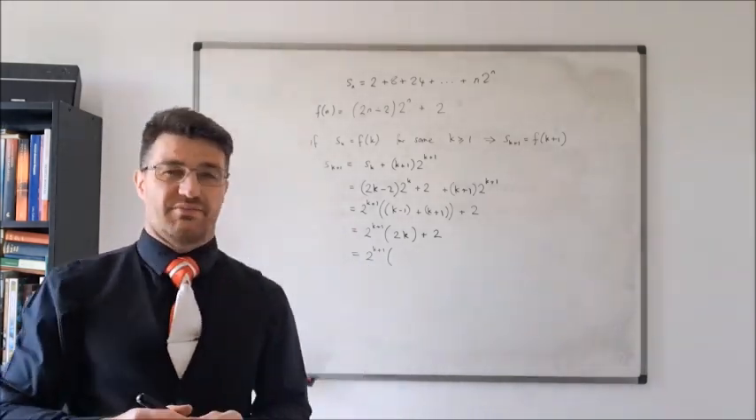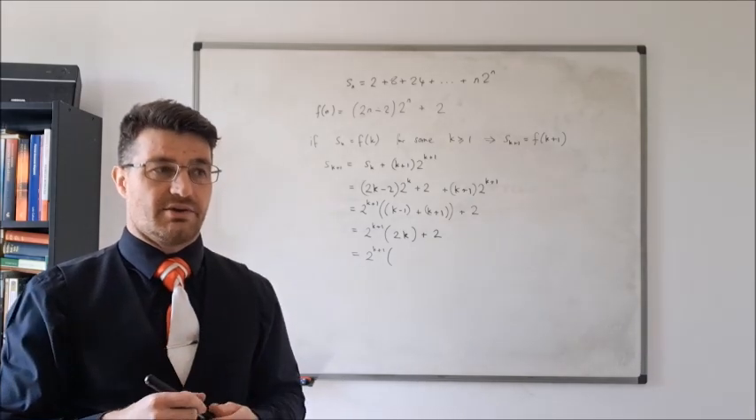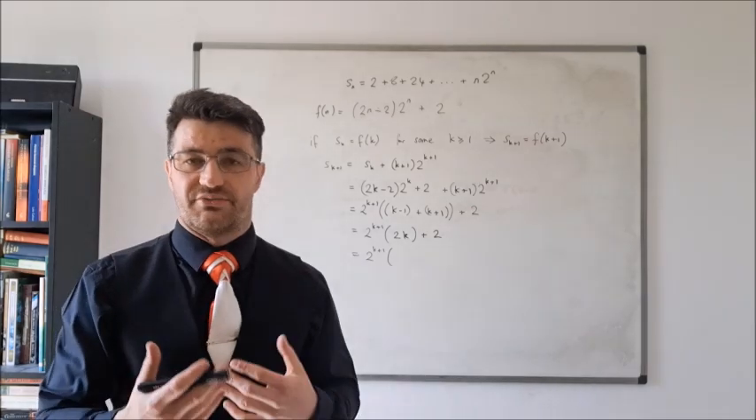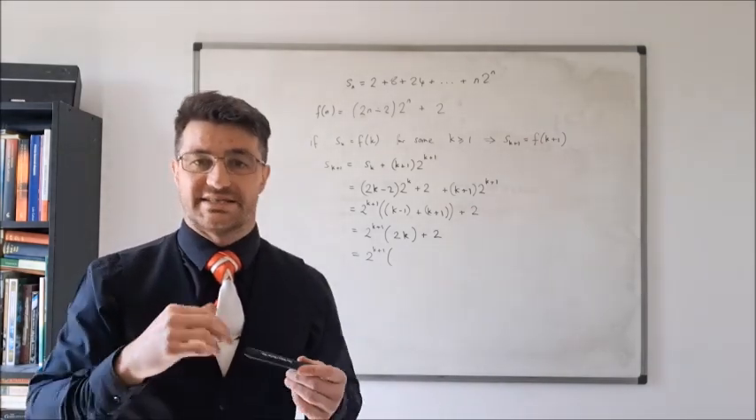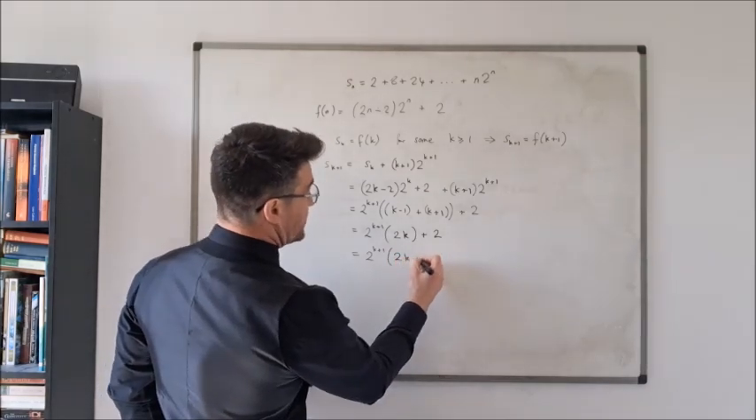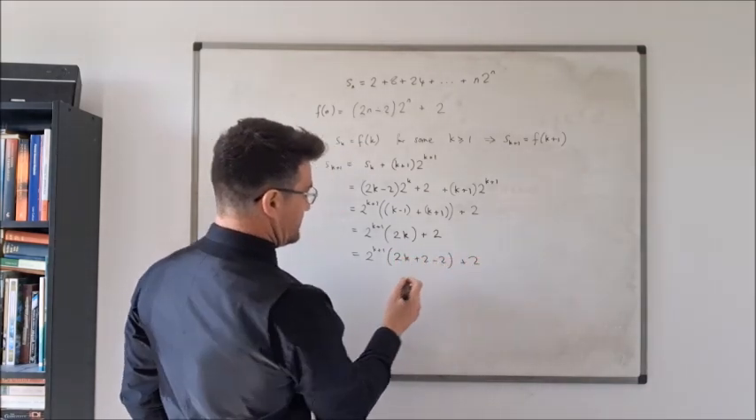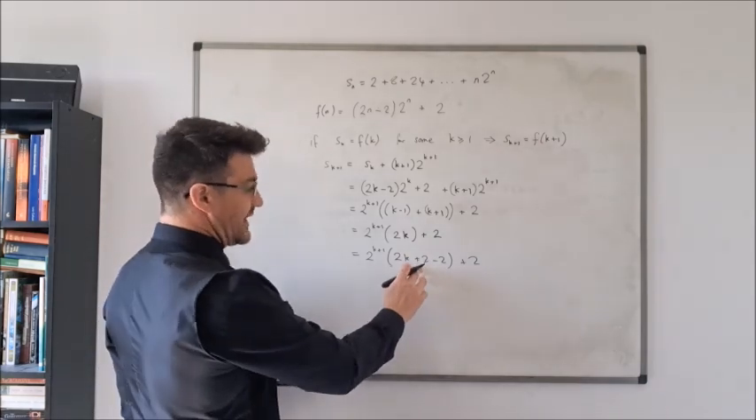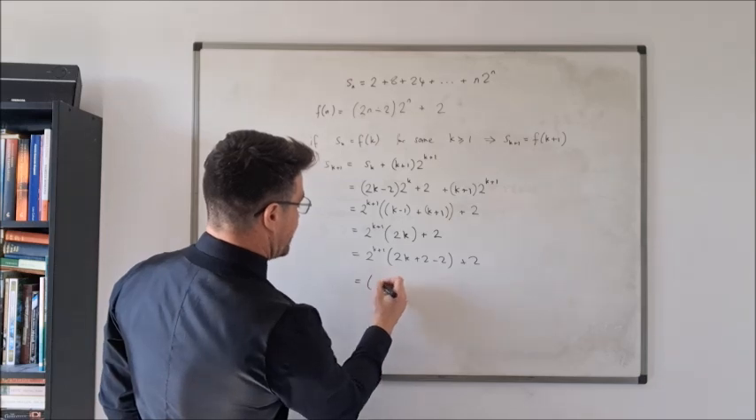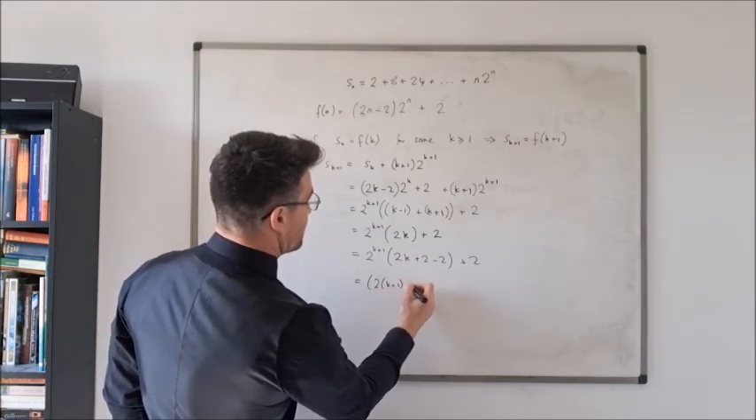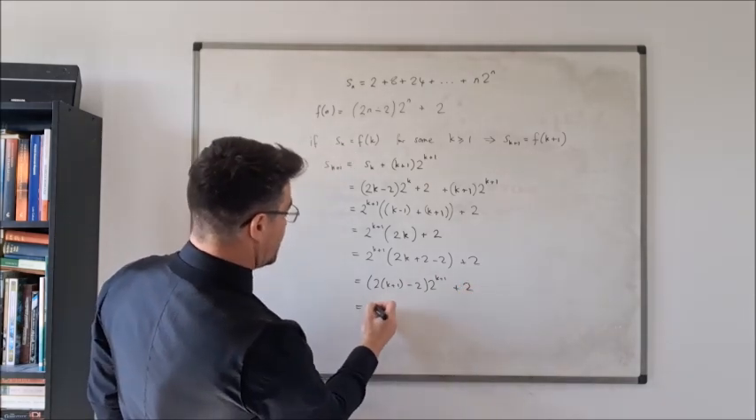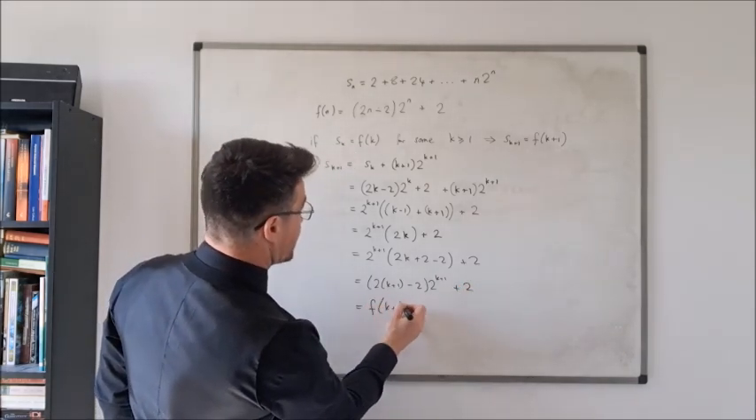So if I just said, oh yeah, you just add 0, this is not fully descriptive of what I'm really doing. It's adding 0 in a very particular way. So I'll show you what I mean. So we've got 2k plus 2 minus 2. So I've added 0. I've added 2 and then I've subtracted 2 straight off. Why do I do that? Because then I can write 2k plus 1 minus 2 times 2 to the power of k plus 1 plus 2. And this is f of k plus 1.